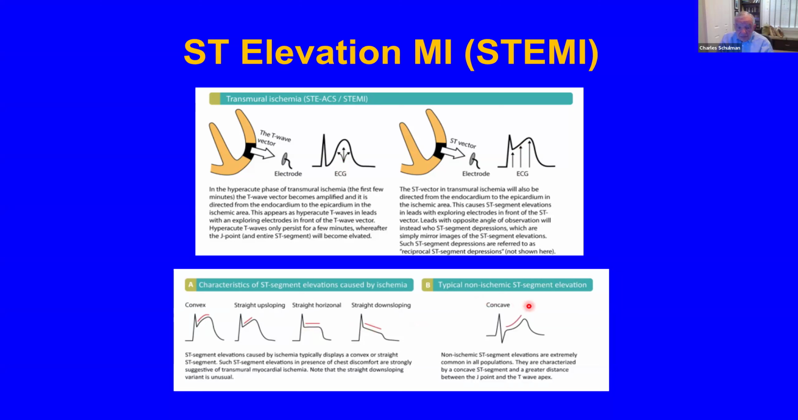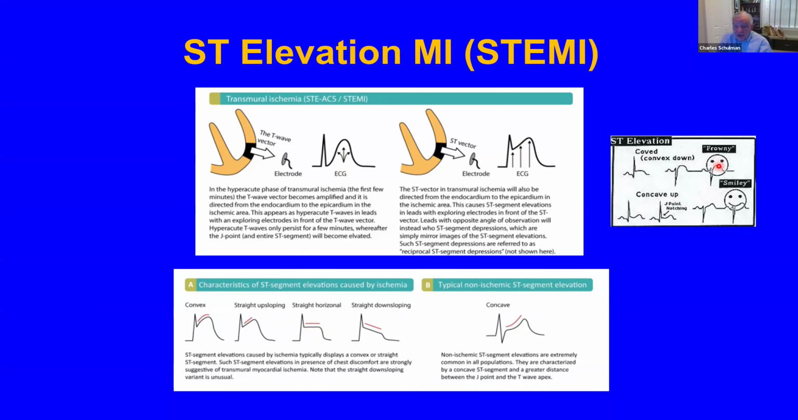And there are different kinds of ST elevations caused by ischemia: convex, upsloping, straight horizontal, downsloping. And typical non-ischemic ST elevation is concave. You can think of it as a frowny face or smiley face. So a coved, convex down will be ischemic, and convex up, concave up will be non-ischemic. So smiley face as opposed to frowny face. It's a good way of remembering it.